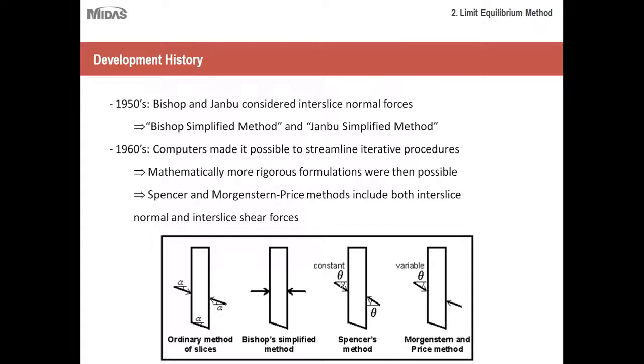But because of the emergence of certain computer programs, Spencer's and Morgenstern-Price methods, which are very repetitive, lengthy and complex to do by hand, could be used. Engineers could then use these programs to take into account not only normal forces but also shear forces, which made designs much more optimized, accurate, reliable and much easier to do. The emergence of these computer programs really made the limit equilibrium method, and slope stability analysis in general, much easier. It really revolutionized how slope stability analysis was done.